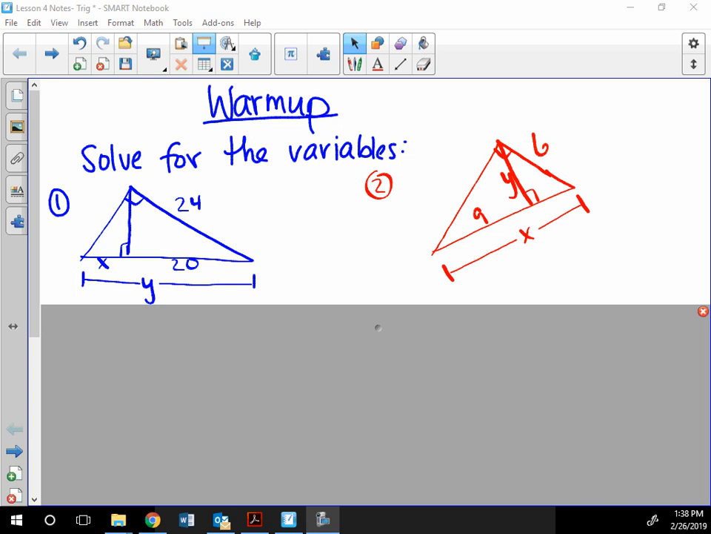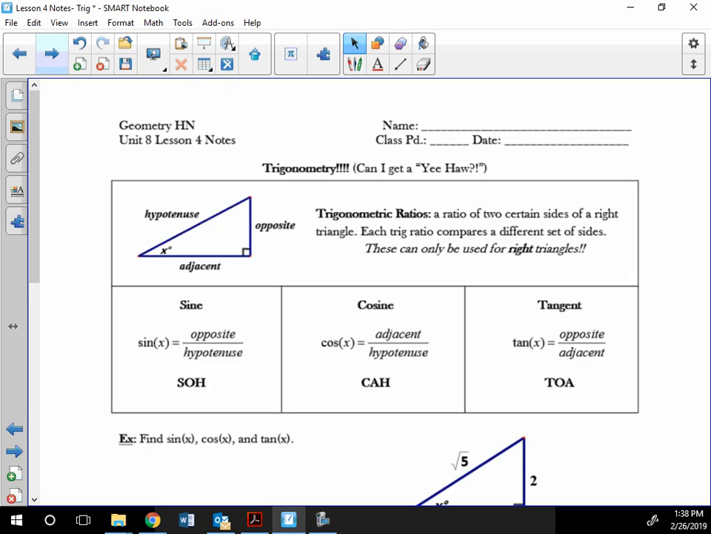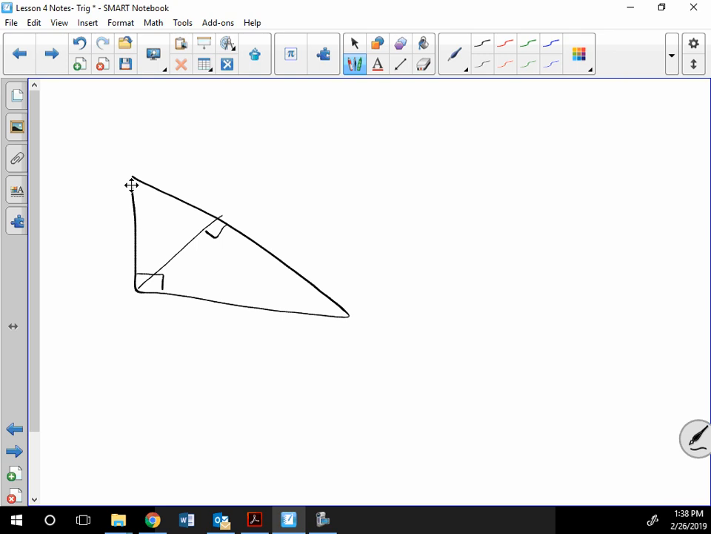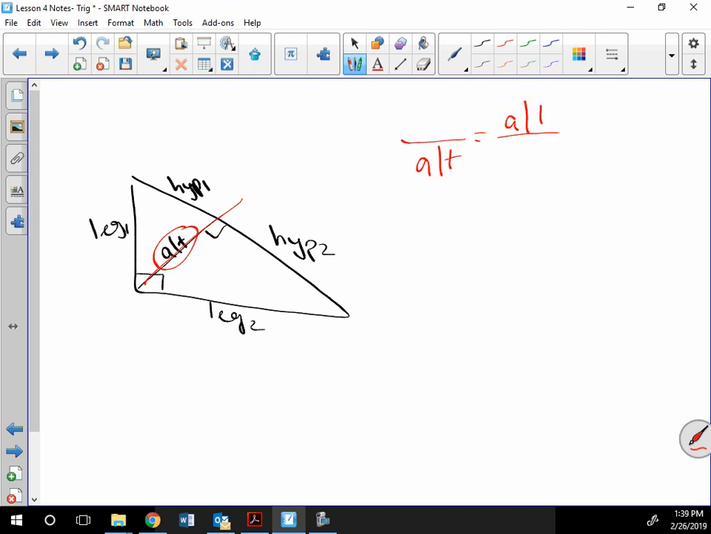Alright, so our warm-up here, just a refresher on our geometric mean. I still have it written up on the board over here. Geometric mean is when we have a right triangle with the altitude drawn in. We have our altitude, we have the pieces of our hypotenuse, and we have legs. Our altitude breaks up the hypotenuse into the pieces. So my altitude is the geometric mean of those pieces.